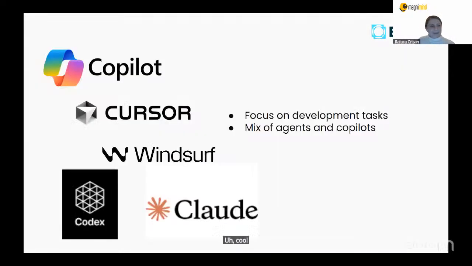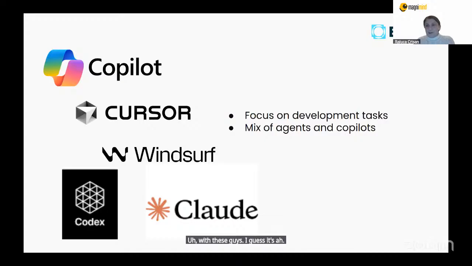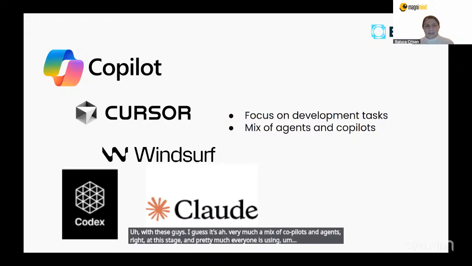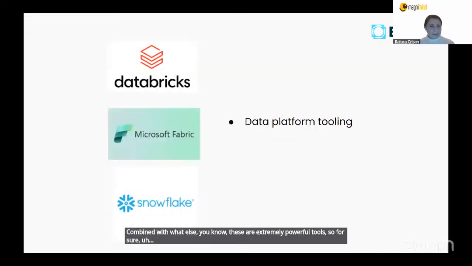Cool. So we've gone through this. Okay, so speaking of coding assistants, obviously we're all familiar with these. It's very much a mix of copilots and agents at this stage, and pretty much everyone is using whatever they feel comfortable with. I think for sure there is a very good place for them in the data and data science workflow. It's just a question of how, and combined with what else. These are extremely powerful tools, so for sure, we love them.